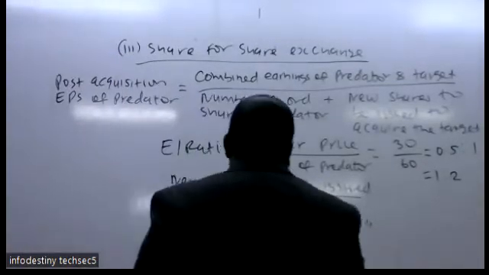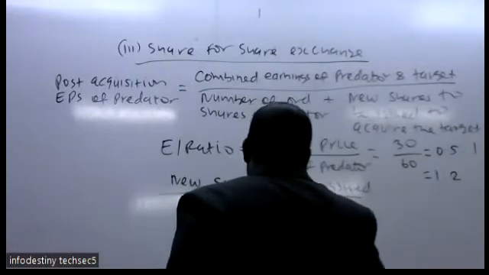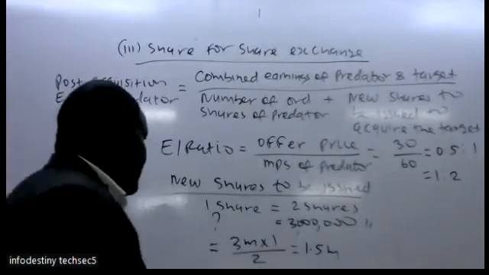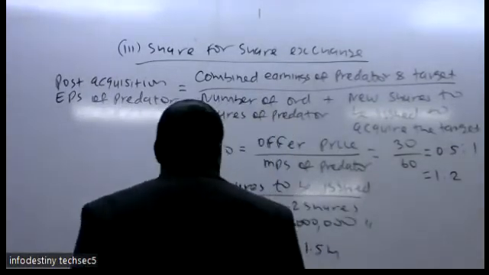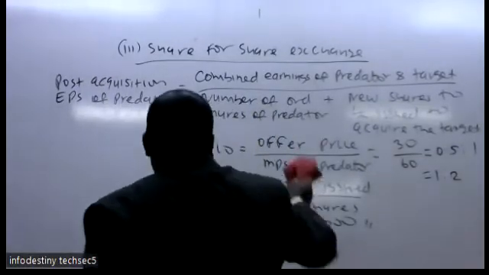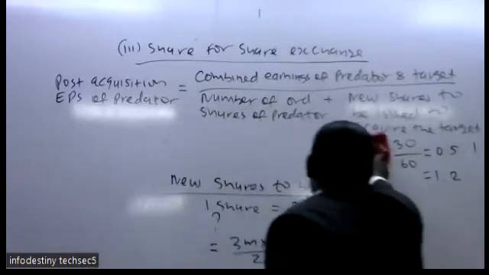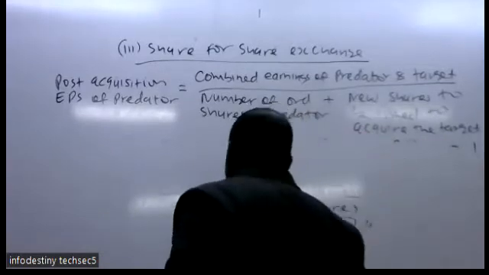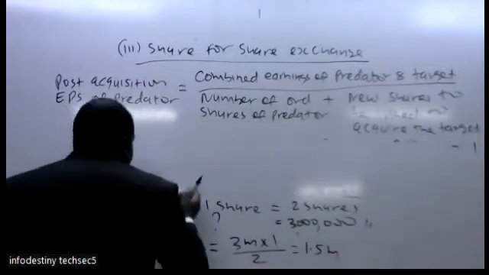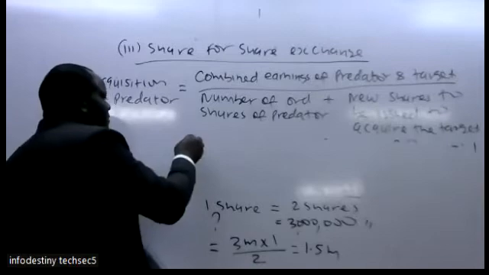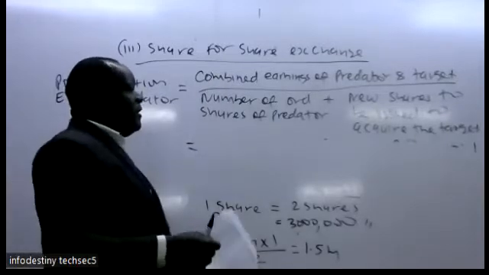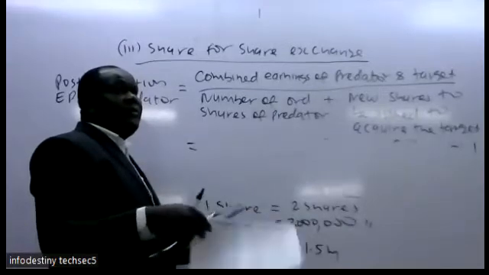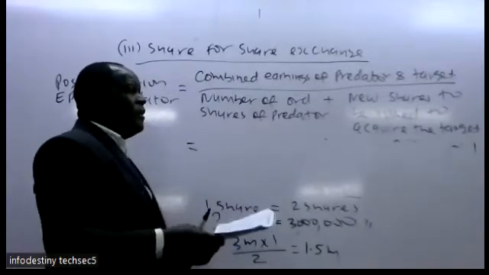1 point. So after that, we now come back to our formula, so that we calculate the combined earnings. For combined earnings, we simply add the net incomes.